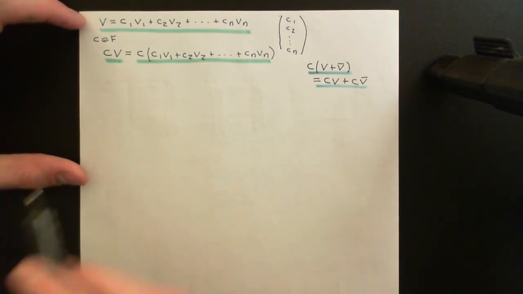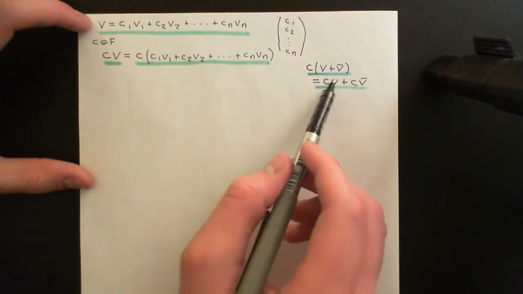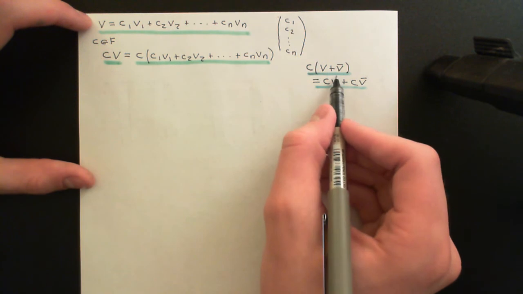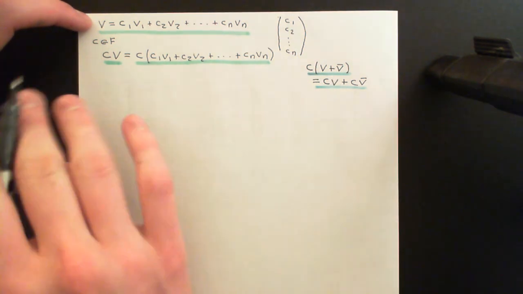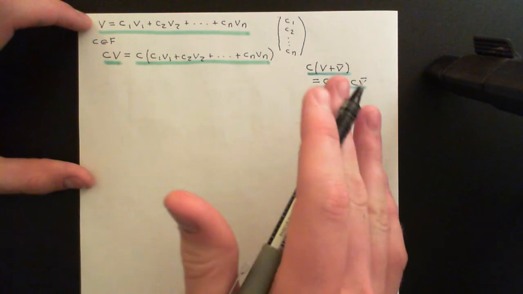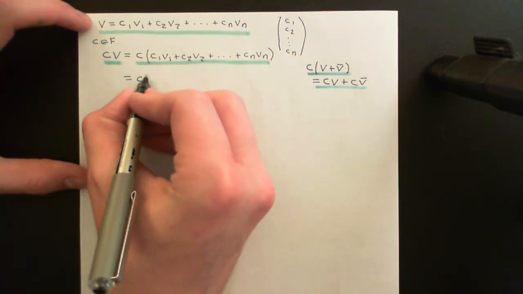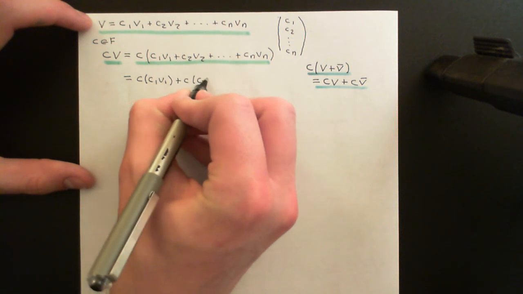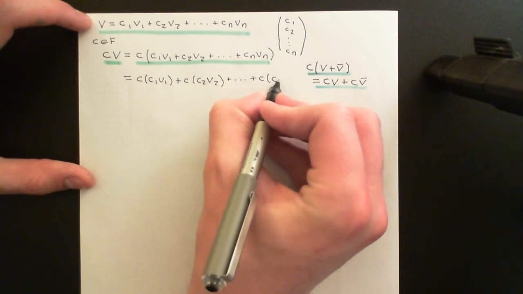Right, now we have got a rather bumped up version of this. We've got this on steroids, basically. But the instant this is true, we can say that this is going to split down into the natural thing. So obviously what we want to say is that this is equal to c times c1 v1 plus c times c2 v2 plus all the way along to c times cn vn.